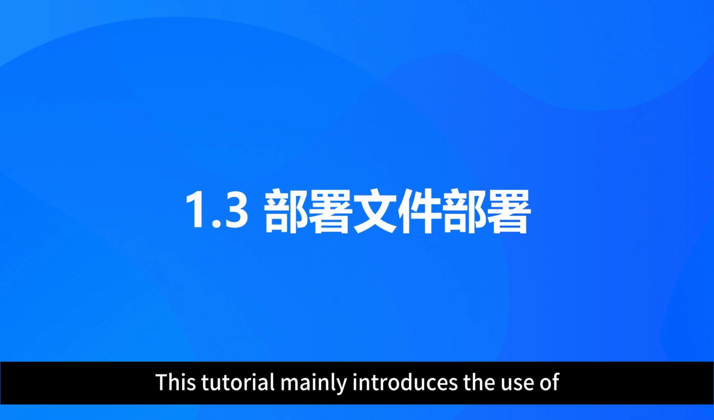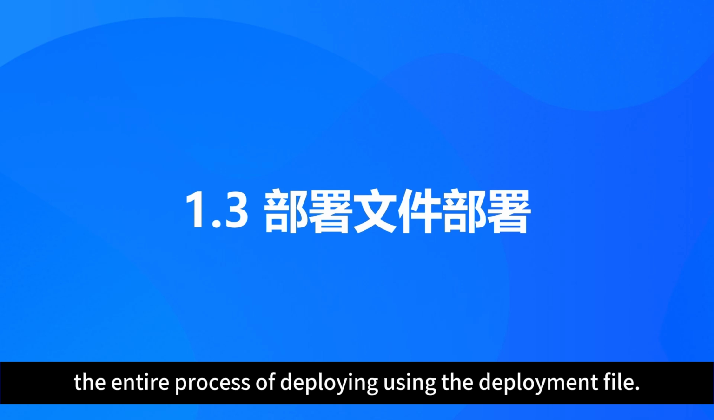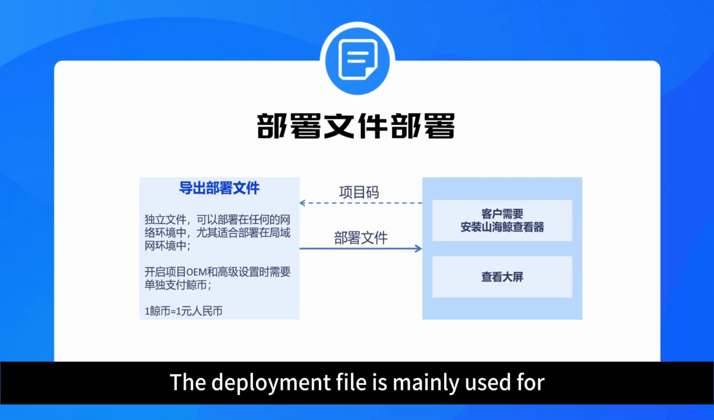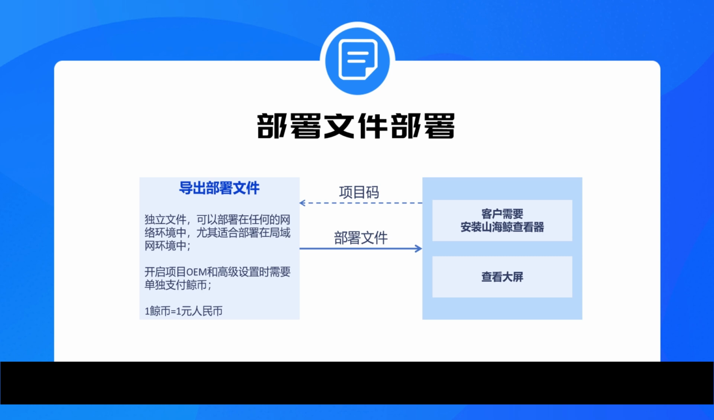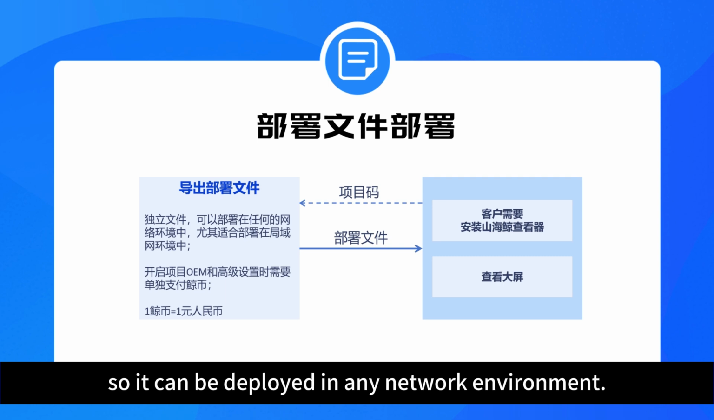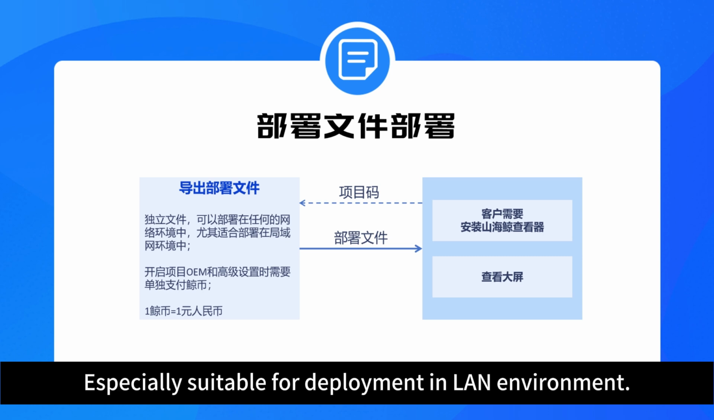This tutorial mainly introduces the entire process of deploying using the deployment file. The deployment file is mainly used for private deployment of the project. Usually, it is combined with Wings Engine Viewer. Because it is an independent file, it can be deployed in any network environment, and is especially suitable for deployment in a LAN environment.